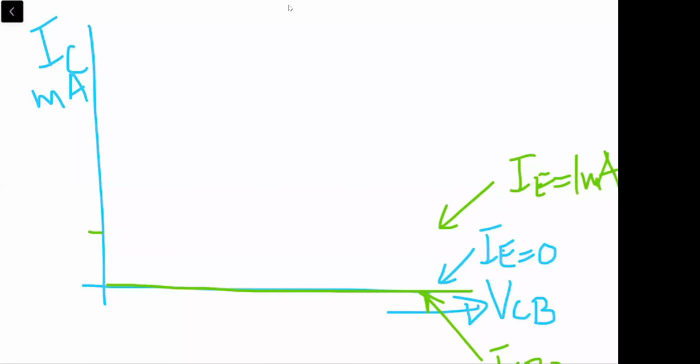So if I mark on the IC axis 1 milliampere, what is going to be the value of IC over here? Anyone? 1 milliampere. It will be almost equal to 1 milliampere because we have the equation which says IE is almost equal to IC. So the value of IC will also be somewhere close to 1 milliampere when IE is equal to 1 milliampere. Are you with me?